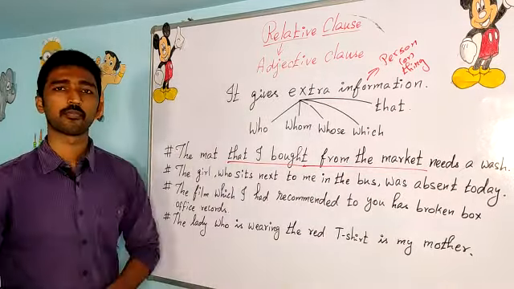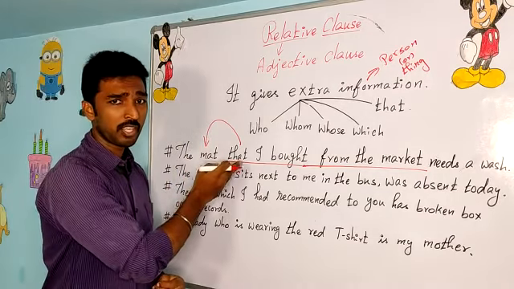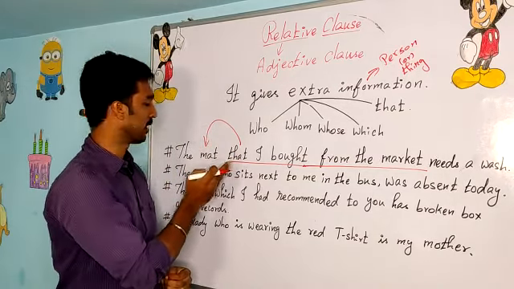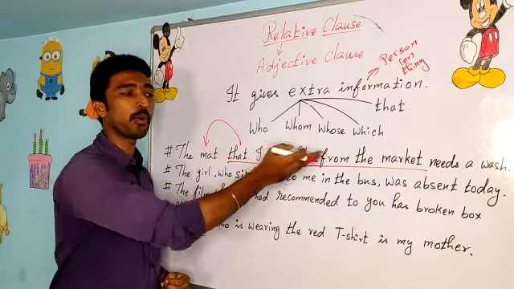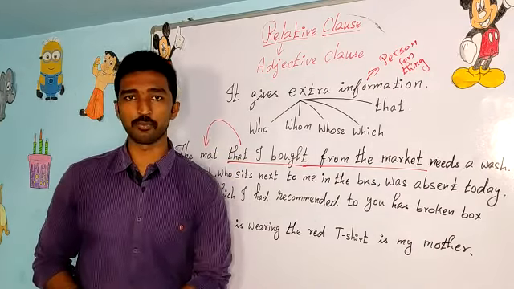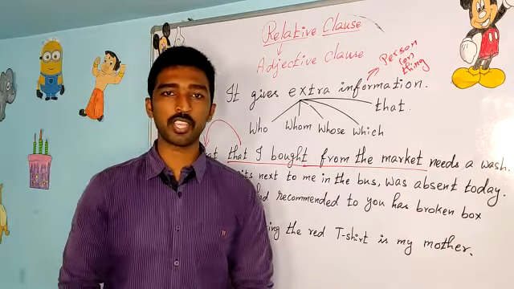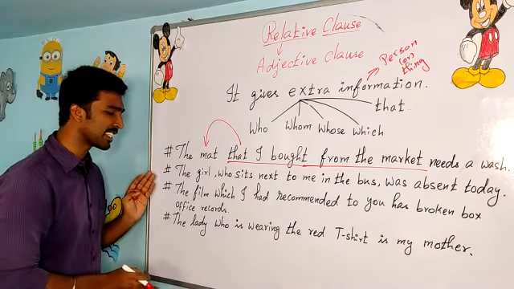It gives meaning. The relative clause is to add additional information, extra information to the sentence. The extra information here is that I bought from the market. The extra information is about the mat. Mat is an object, so I have used that. Here we can also use which. The mat which I bought from the market needs a wash. Both are correct. Okay? Let's move to the next sentence.